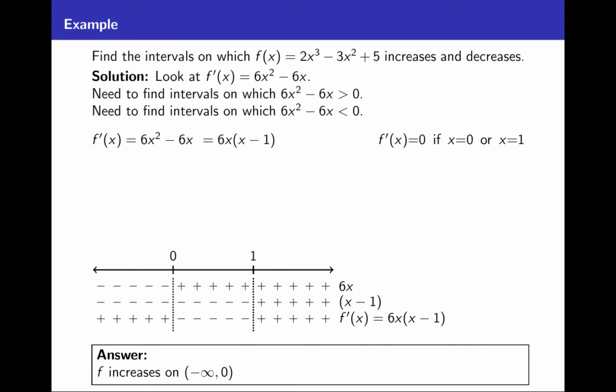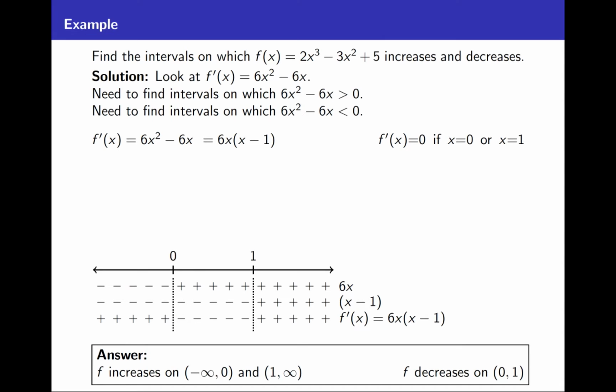F increases where its derivative is positive. So that would be on the interval from negative infinity to 0, and also on the interval from 1 to infinity. And the function f decreases where its derivative is negative, on the interval from 0 to 1. So there's our answer. And you'll notice that the answer does not even involve the derivative. Once we found it, the derivative has done its work, and we have an answer about the function f of x.